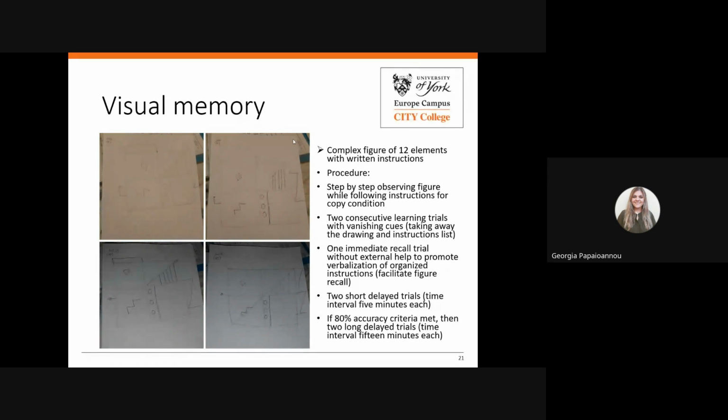2 short delay recalls with 5 minutes interval. And if we have an 80% accuracy criteria met, of course, in the beginning, that's not something that happens in the first sessions, but while we proceed with that, then we can give 2 long delayed recalls with 15 minutes time interval each. Of course, we have in mind that during all of this procedure, we should give the errorless learning cues.